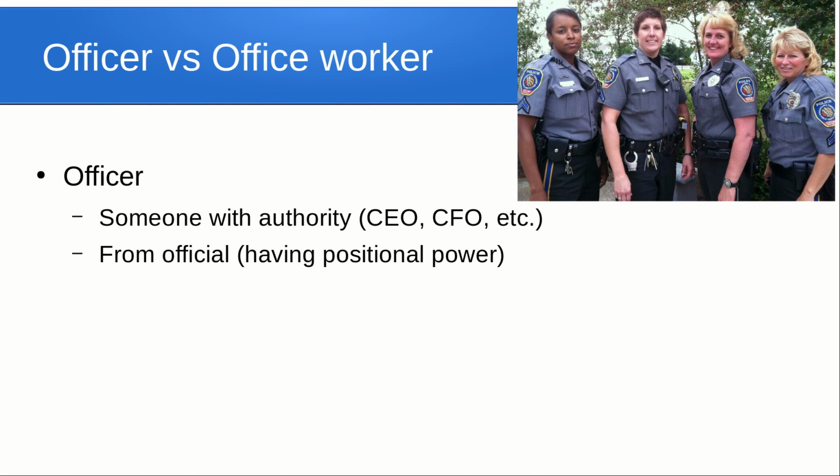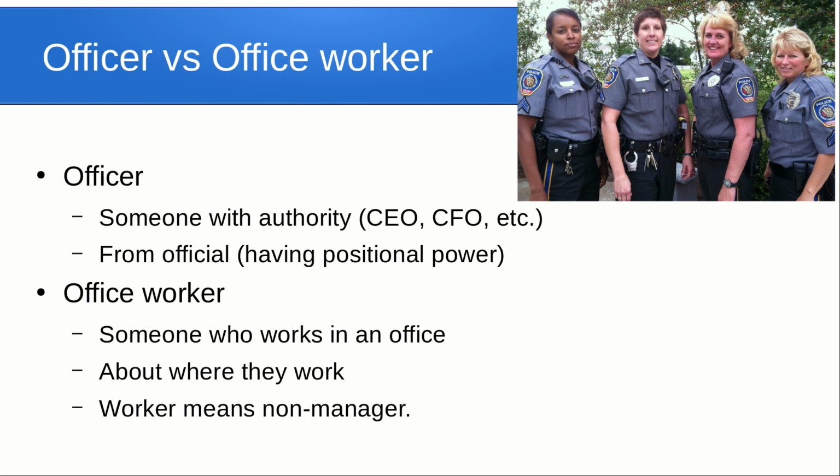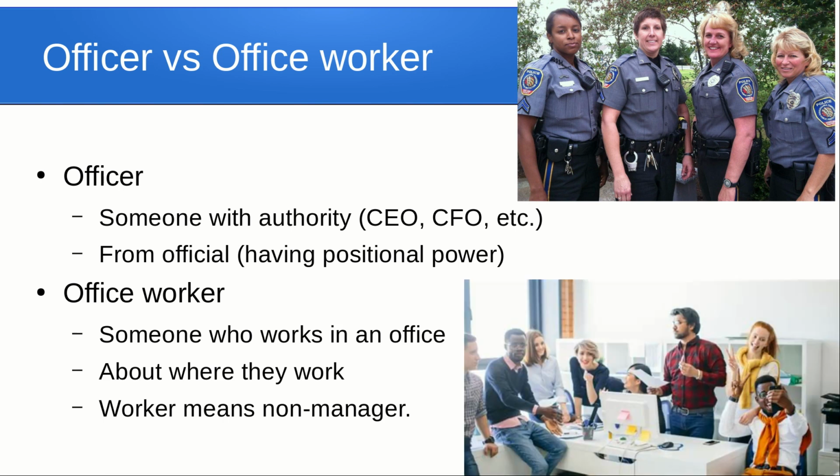When we see police officers, we see them usually outside, perhaps in traffic or perhaps walking down the street, but they're out in society because they have power. They are the legal representation of the government. They don't work in an office, but they are officers. So an office worker is somebody who works in an office. It's about where they work. So anybody can be an office worker if they work in an office.